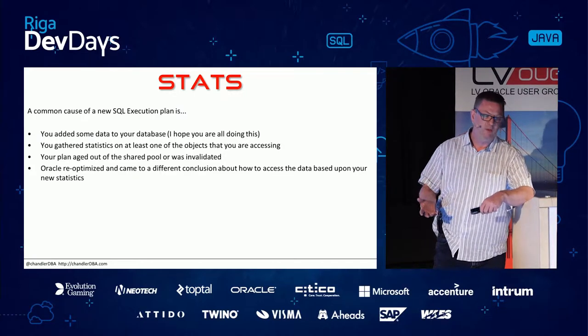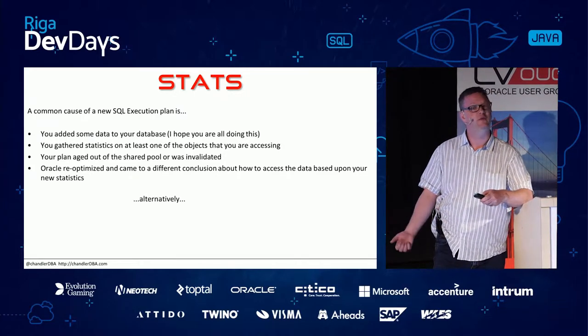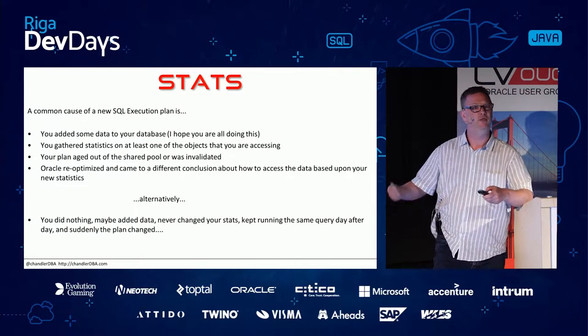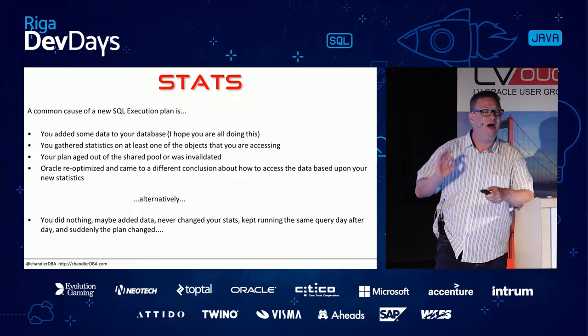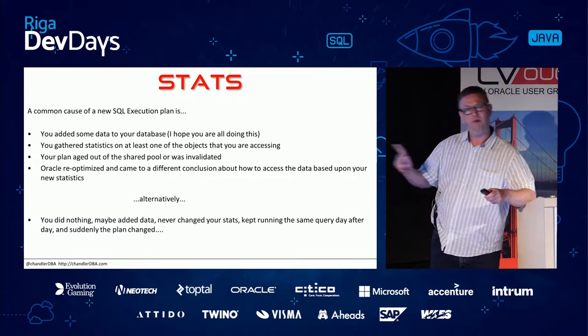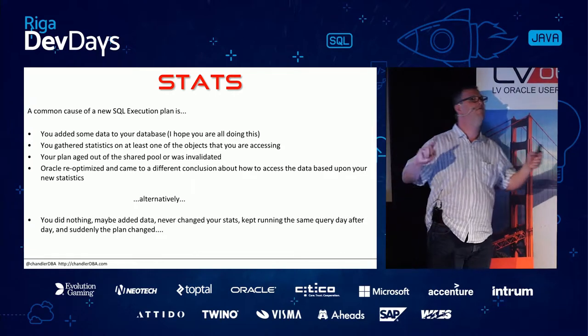So what we kind of want to work out is, why did Oracle change that execution plan? What caused it to make a different decision about how it should access your data? How can I make the optimizer make the right decision? And what am I really looking for in the optimizer? Because that may vary.